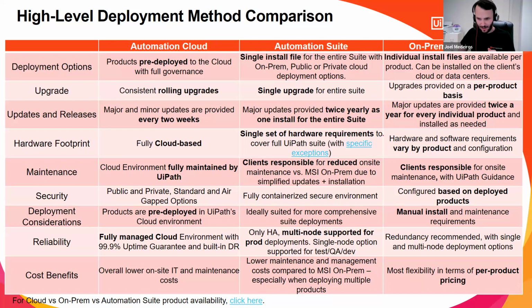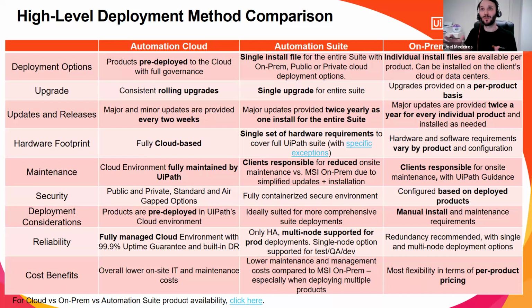So let me just talk a little bit about cost benefits. Overall, the cloud option tends to be more cost effective, right? That's what we usually see when we move to cloud. The automation suite lowers the maintenance and management cost compared to on-premises.